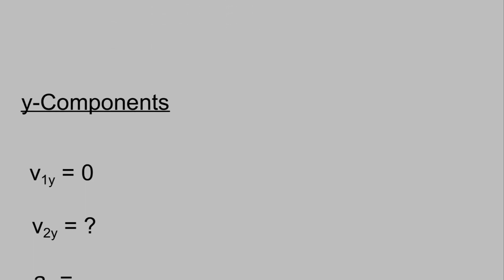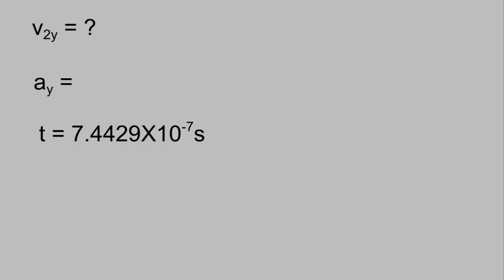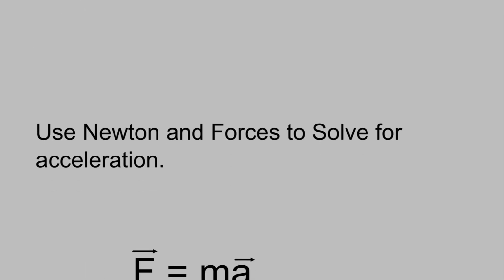Let's take a look at the y components. There is no initial velocity in the y direction. We are actually trying to find v2y. We don't have an acceleration, and we only have a time. So we actually have too many unknowns right now to use a kinematic equation. So what we're going to do is look at Newton and forces to get our acceleration.